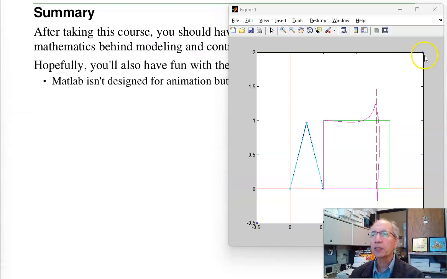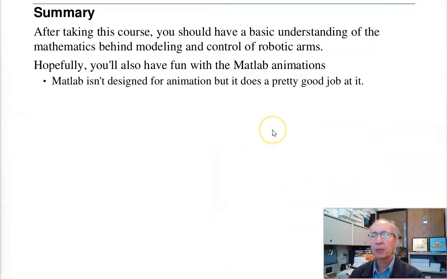So that's kind of what we'll be covering in this class. It's the mathematics behind the modeling and control of robotic arms. After taking this course, you should have a basic understanding of those mathematics. And hopefully you'll have some fun with MATLAB animations as well. Again, MATLAB isn't designed for animations, but it does a pretty good job at it. And if you can get the MATLAB code to work, you'll have a basic understanding of the mathematics.